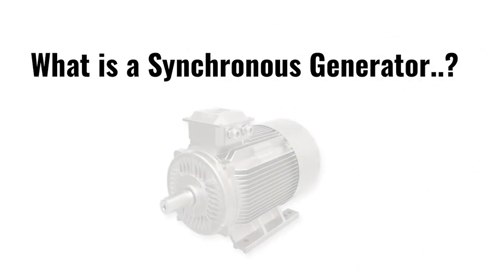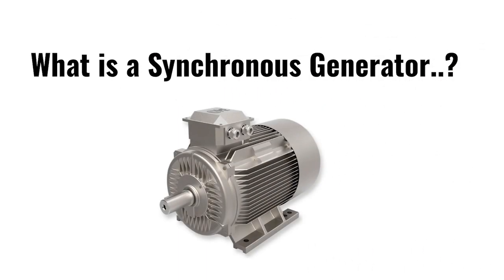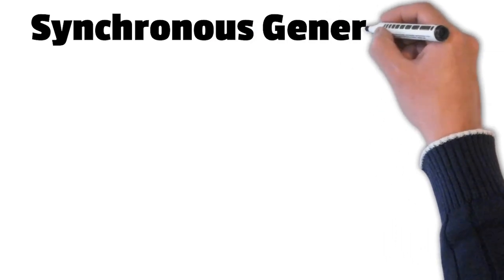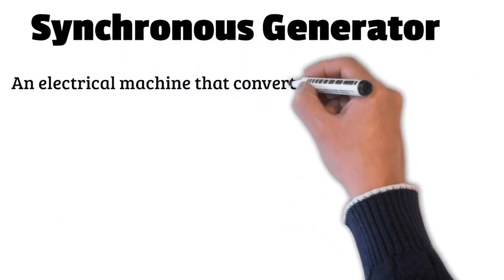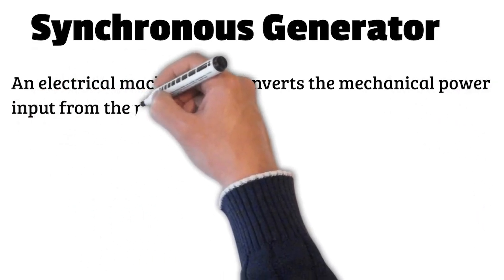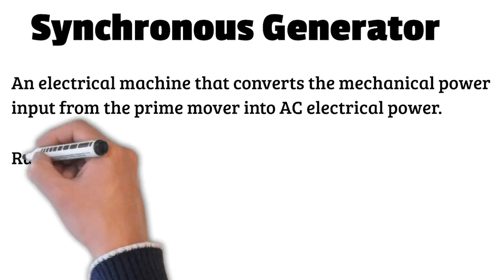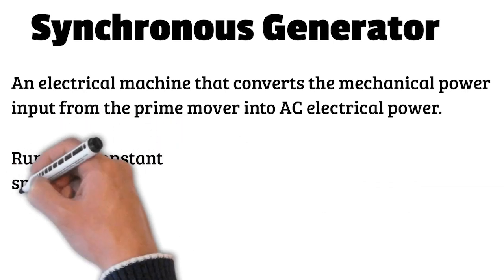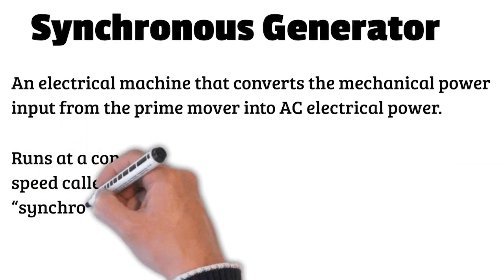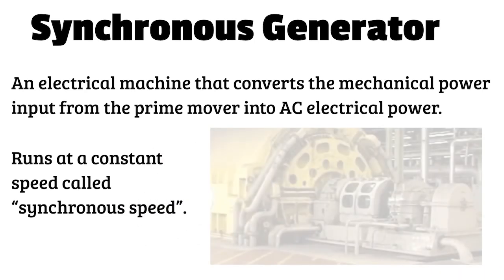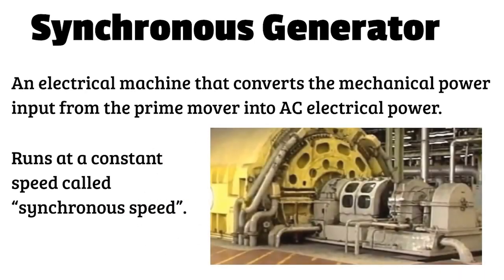First of all, let's understand what is a synchronous generator. Okay, what is a synchronous generator? A generator is an electrical machine that converts the mechanical power input from the prime mover into AC electrical power at a particular voltage and frequency. A synchronous generator runs at a constant speed called synchronous speed at all times, giving it the name synchronous generator.